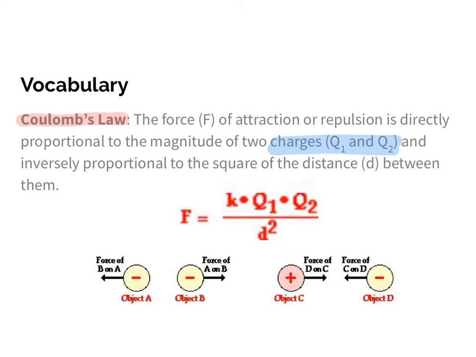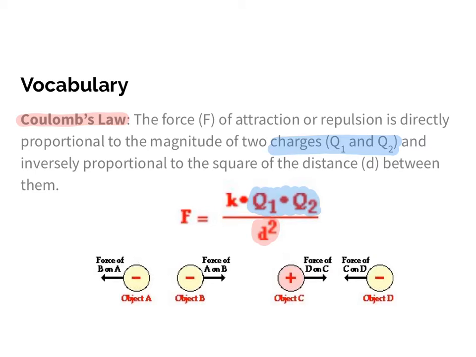So we have Q1 and Q2, which represent the magnitude of the two charges, and the force is going to be inversely related to the distance between those two things squared. The distance is the separation between those two objects, and we're going to go through some examples. The force is directly related to the charge, so the more charge that we have, the greater that force should be. It's inversely related to the distance squared. If I look at the distance here in the denominator, that means the greater the distance, the weaker that force is going to be. So Coulomb's law relates the force of attraction and repulsion between these two things.